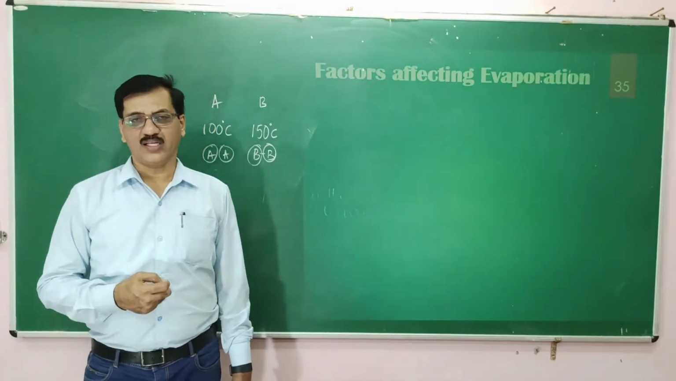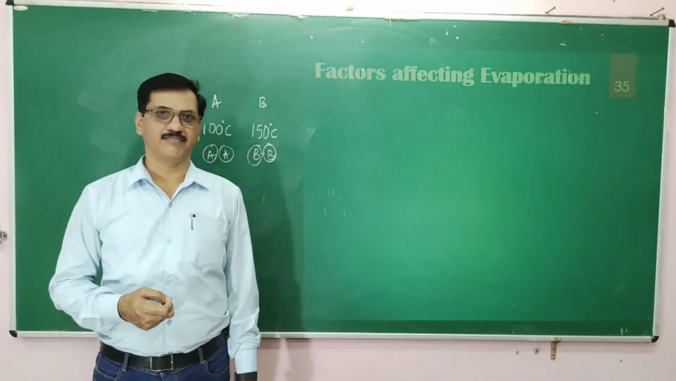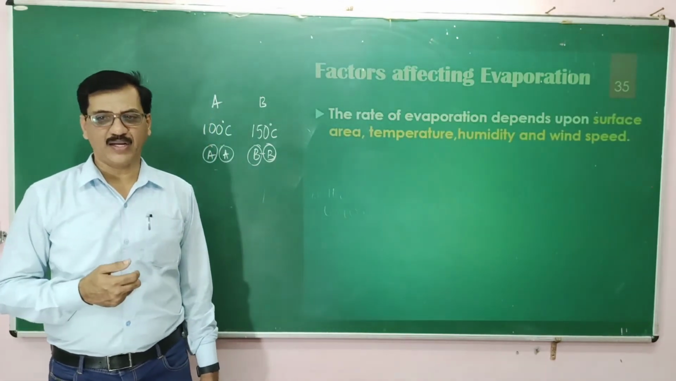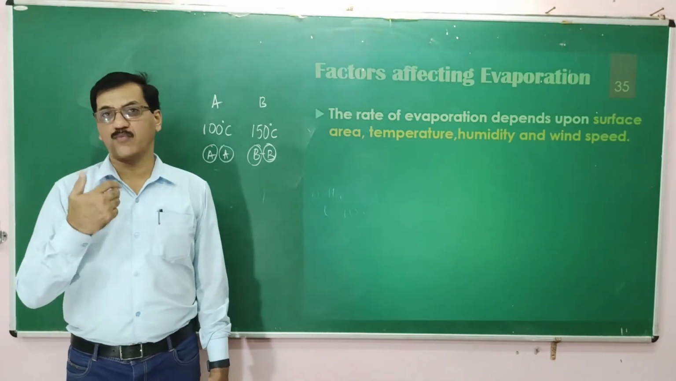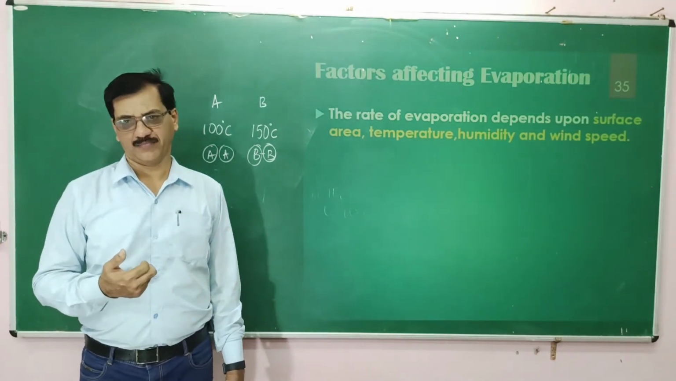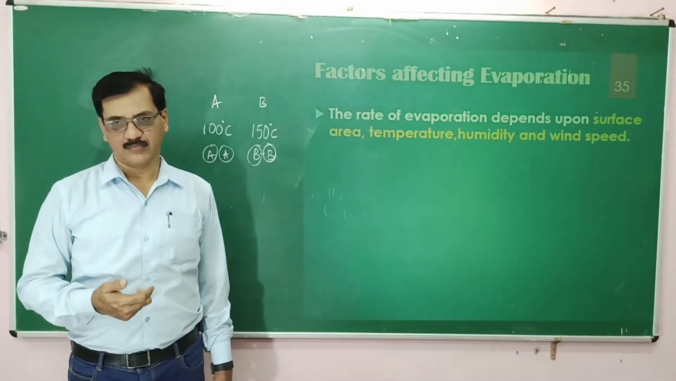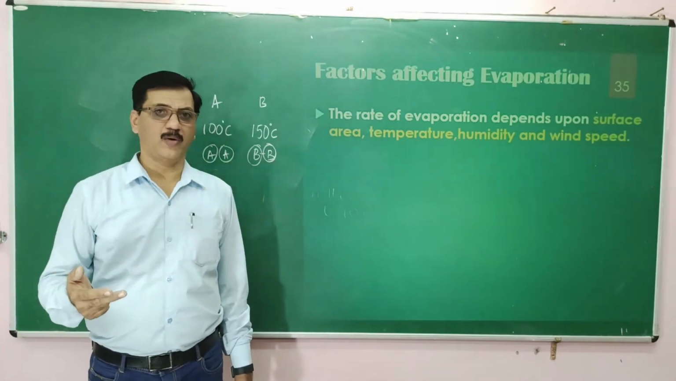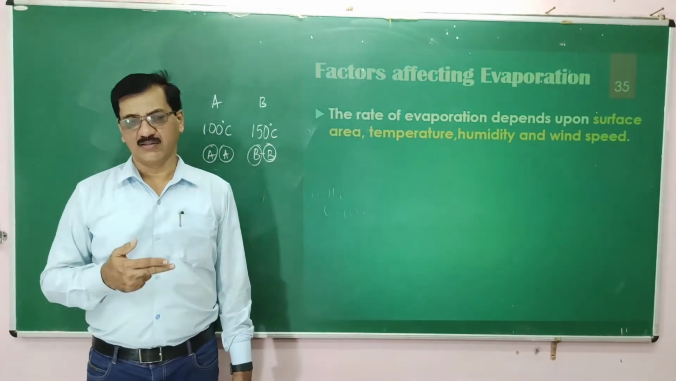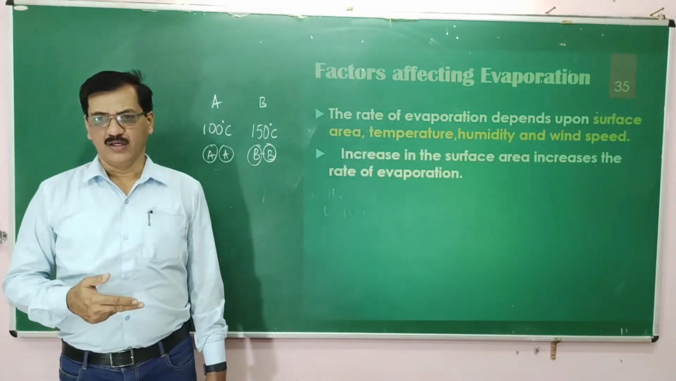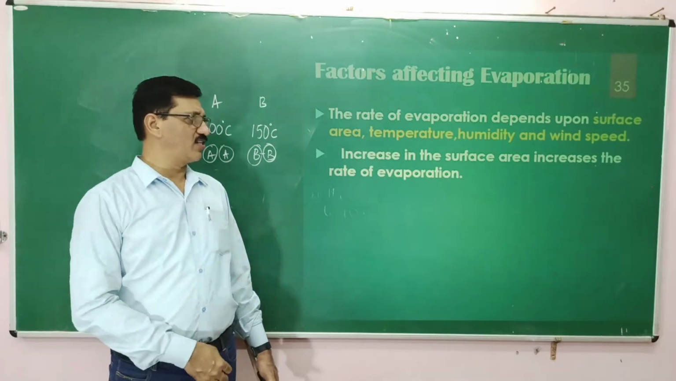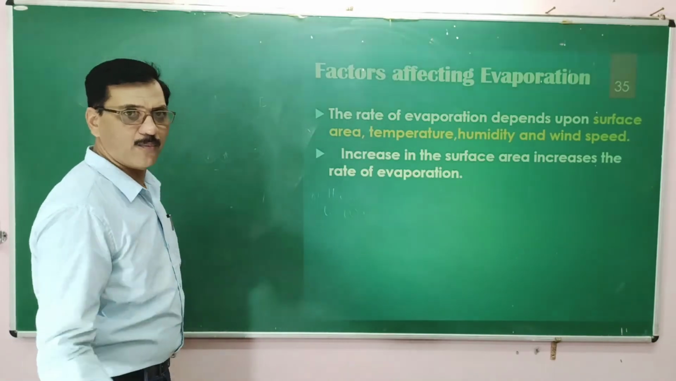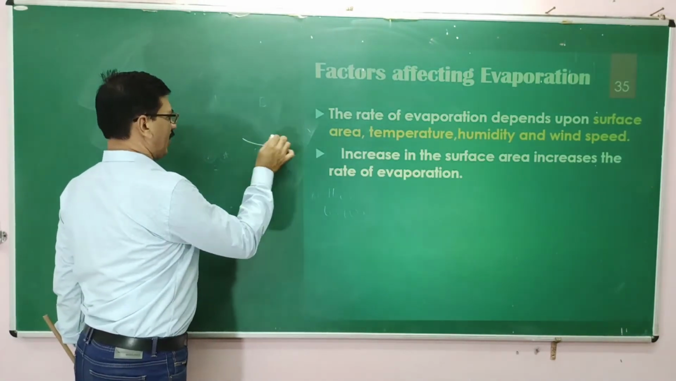Right? What are the factors that affect evaporation? The first and foremost one is temperature. The more the temperature, the more the evaporation, the more the escaping tendency. Second, the surface area. Even humidity and wind speed also play a role in the rate of evaporation. When the surface area is increased, the rate of evaporation also increases. Suppose you have hot tea in a cup.